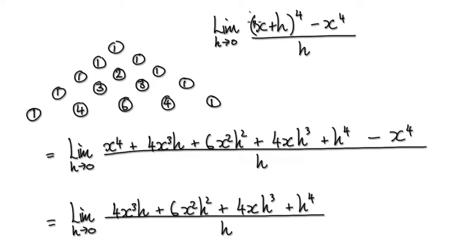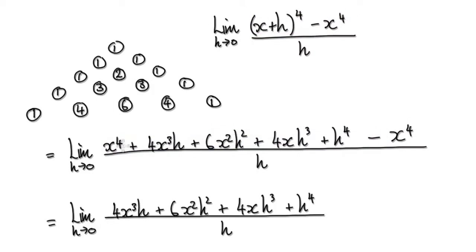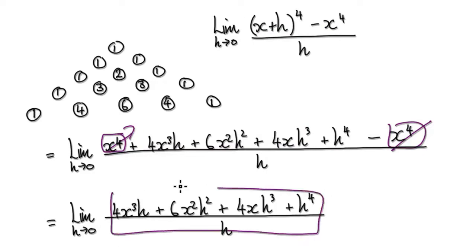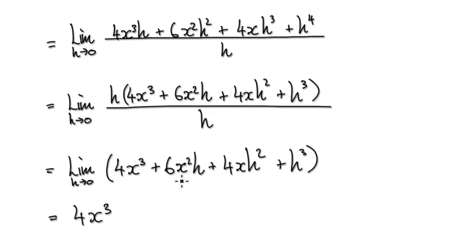So when you multiply this out, that will then give you this whole thing here. And then you've got minus x to the power 4. So now these two blocks will cancel each other out, leaving you with this thing here. And when you get to this stage, it is this h that's causing you all the problems, because if you put 0 into the h, you're going to be dividing by 0.